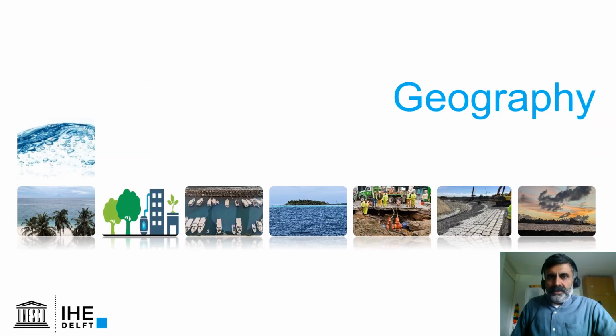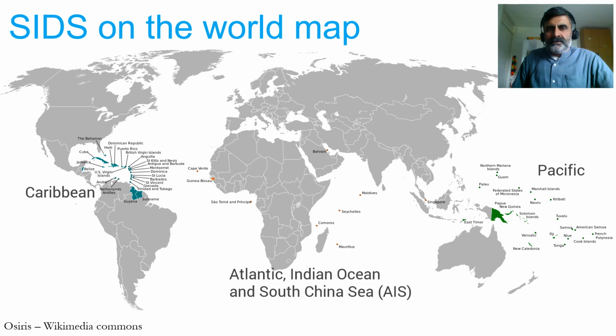Geography of small island developing states. This slide shows the locations of SIDS on the world map. SIDS are grouped into three geographical regions: the Caribbean, the Pacific, and the Atlantic, Indian Ocean, and South China Sea region.